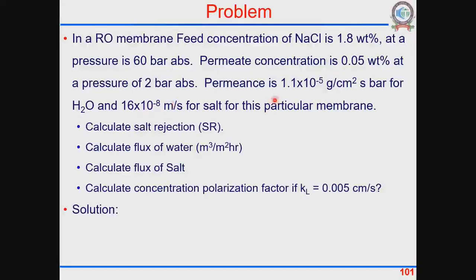Look at the permeance values, they are in terms of different units, and we'll see that. What I would like you to calculate is the salt rejection, the flux of water, the flux of salt, and the concentration polarization factor if kL is 0.005 centimeters per second, so 5 into 10 raised to minus 5 meters per second. So if you look at the solution, again try to do this problem yourself based on what you have studied so far, and only then go forward in the presentation.